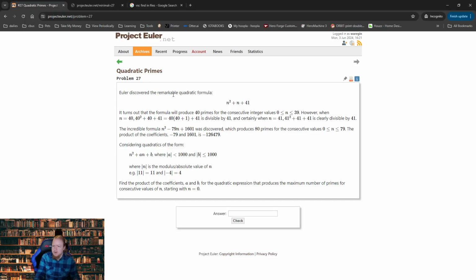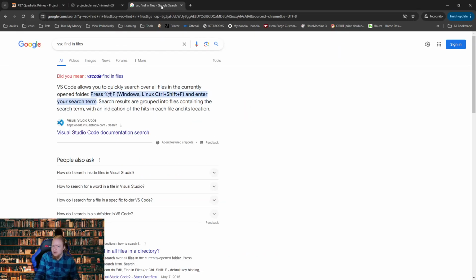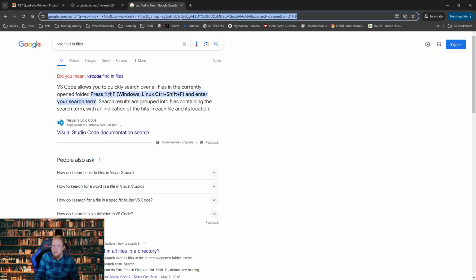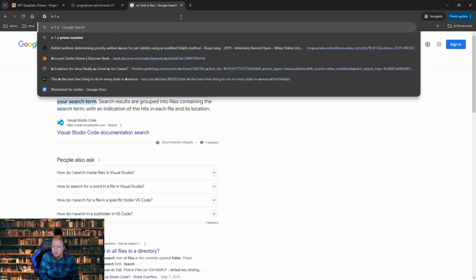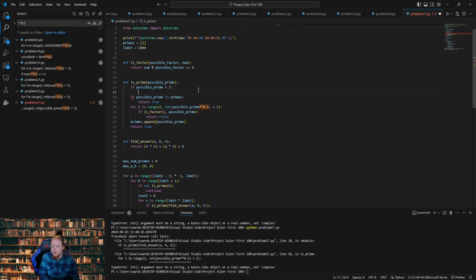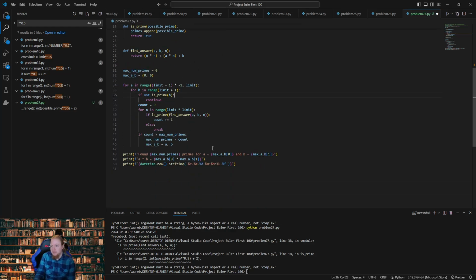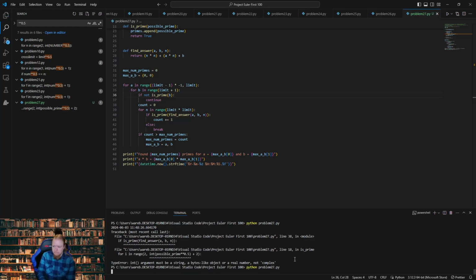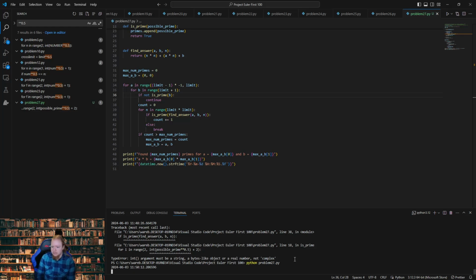And we're going to say if possible prime is less than... Is 1 a prime number? No. So, if possible prime is less than 2, return false. Okay, so that should cut us out significantly and prevent seeing this error again. It should cut down a significant amount of our processing time.